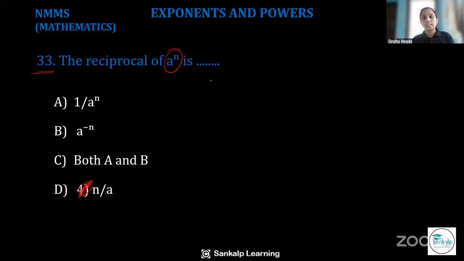So here the reciprocal of a raised to n. Here a raised to n is nothing but a raised to n by 1. Denominator 1 is always neglected. We already know this. Okay. So 1 by a raised to n by 1 is nothing but a raised to n only.